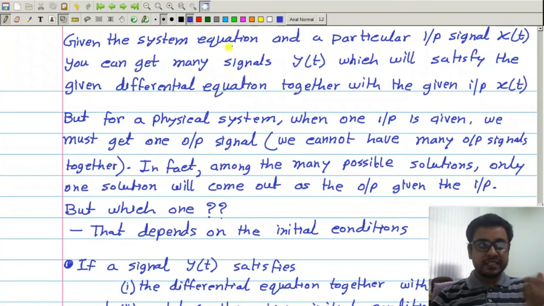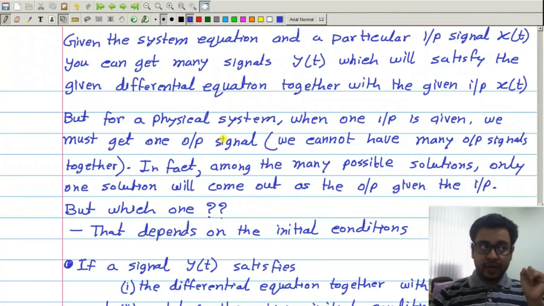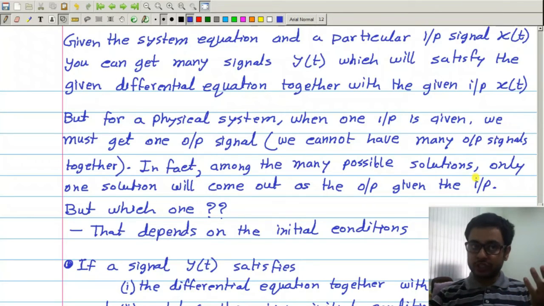Now, given the system equation and the input, you can get many y(t) which will satisfy the differential equation together with the input x. But for a practical physical system, when one input is given, we must get only one output. We cannot have more than one output at the same time. In fact, among the many possible solutions which satisfy the differential equation, only one solution will come out as the output when the input is given. But the question is, which one? That depends on the initial conditions.